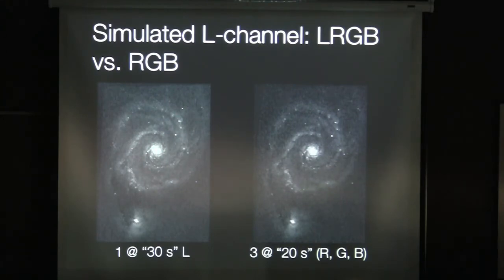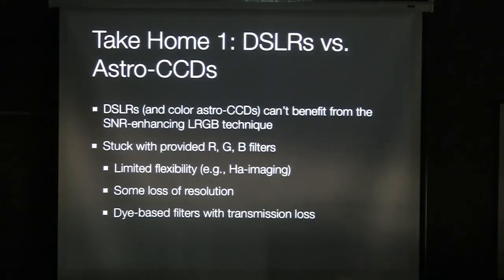So digital SLRs, and also obviously any one-shot color Astro CCDs, can't benefit from this trick that we can pull. And so that's going to end up being one component of why it's tougher to go deep. You're stuck with the provided RGB filters. Now again, I've done lots of one-shot color stuff, and I do really like the convenience of it. In fact, right now I'm exploring the idea of having 2 cameras going simultaneously, one doing my luminance and a one-shot color doing my RGB, and that would be pretty cool.